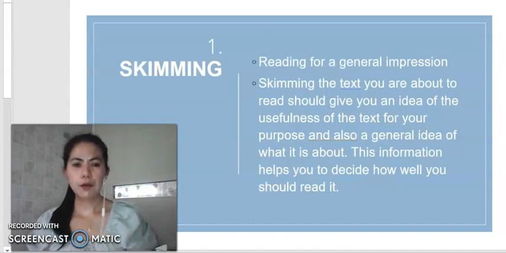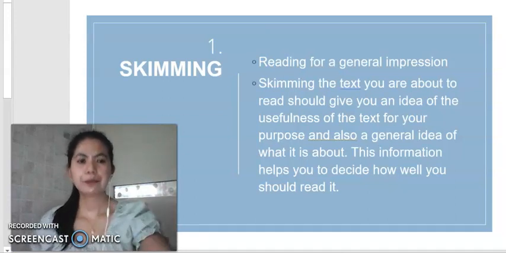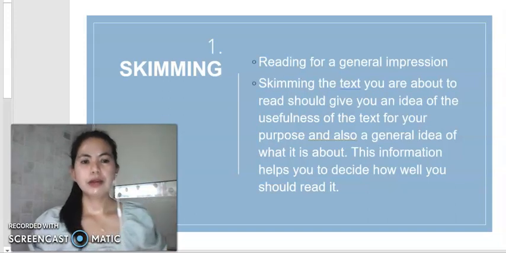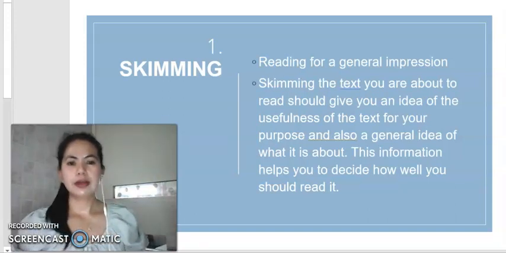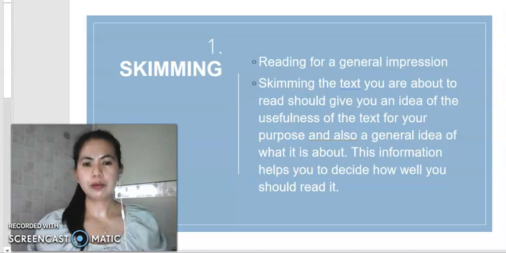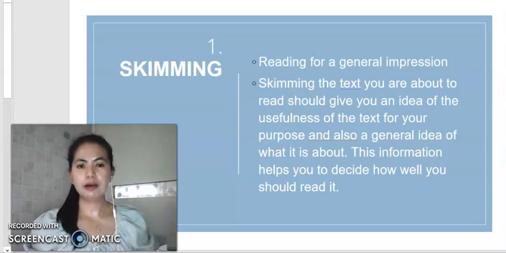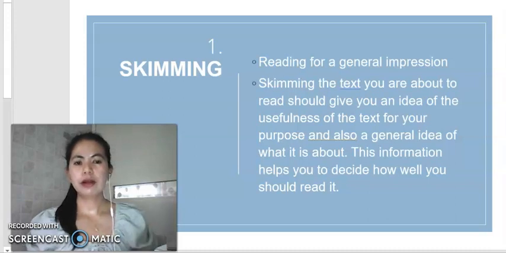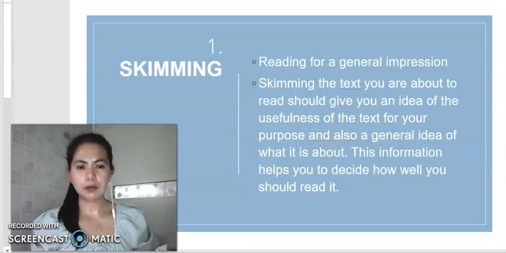And number one is skimming: reading for a general impression. Skimming the text you are about to read should give you an idea of the usefulness of the text for your purpose and also a general idea of what it is about. This information helps you to decide how well you should read it.